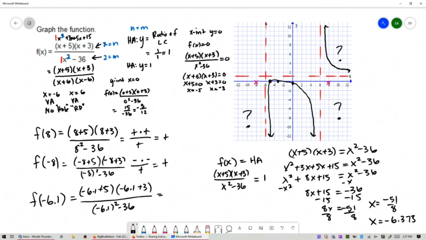So what does that come out to be? That's going to be a negative times a negative over a positive. So I still get a positive. So that means this graph comes down like this, touches that, and then goes like that.